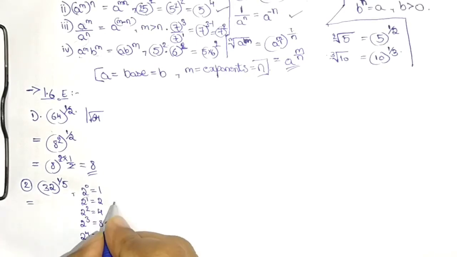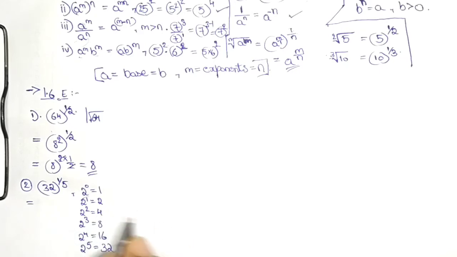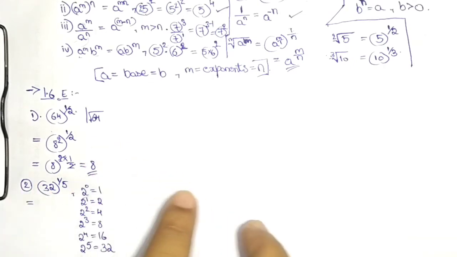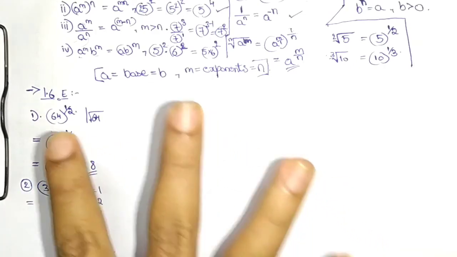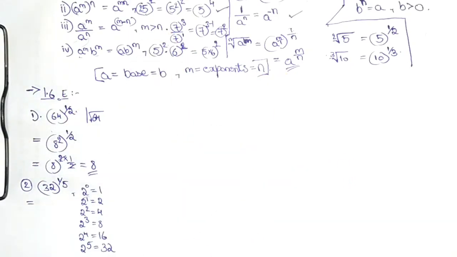2 power 1 in the sense 2 into 1, that is 2. 2 power 2 in the sense 2 into 2, that is 4. 2 power 3 is 2 into 2 into 2: 2 into 2 is 4, 4 into 2 is 8. 2 power 4 is 2 into 2 into 2 into 2, 2 multiplied 4 times, which gives 16.